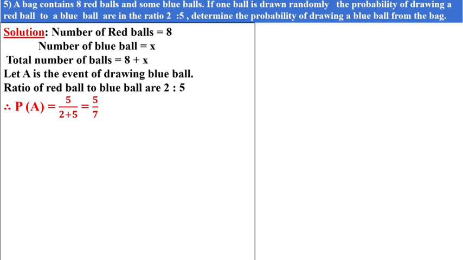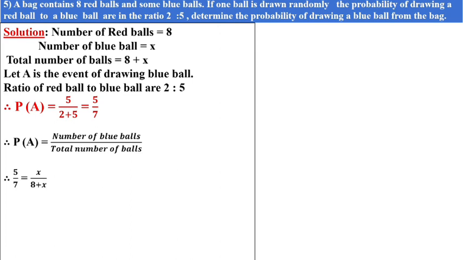Here we got it, but we will find the value of x also. So probability of A equal to number of blue balls upon total number of balls. What probability did we get, student? 5 upon 7 equal to the number of blue balls, which is x, and the total number of balls, what have we got? 8 plus x. Now cross multiplication. 7 multiplied by x equal to 5, then bracket 8 plus x. We'll solve the bracket first.